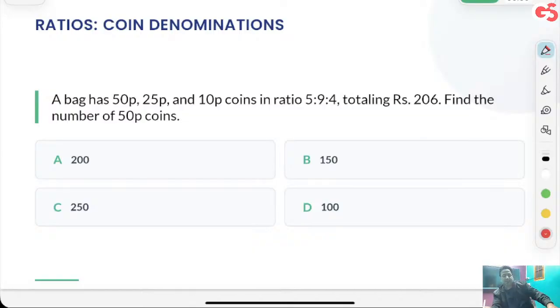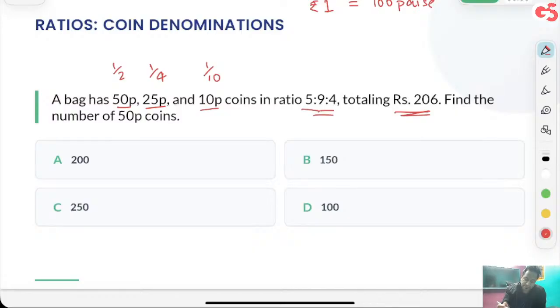Now, all of us know that 1 rupee is equal to 100 paise. All of you know that, right? So 50 paise will be 1/2 rupee, 25 paise will be 1/4 rupee, 10 paise will be 1/10 rupee. Why did I do it in rupees? Because here the total is in rupees. The ratio is 5:9:4. So what will their contributions be?